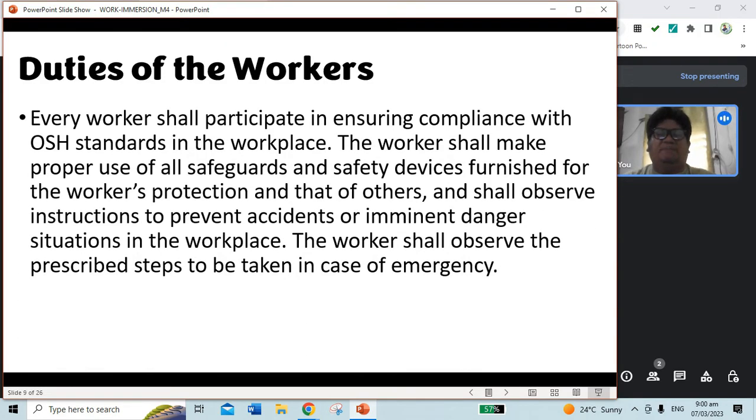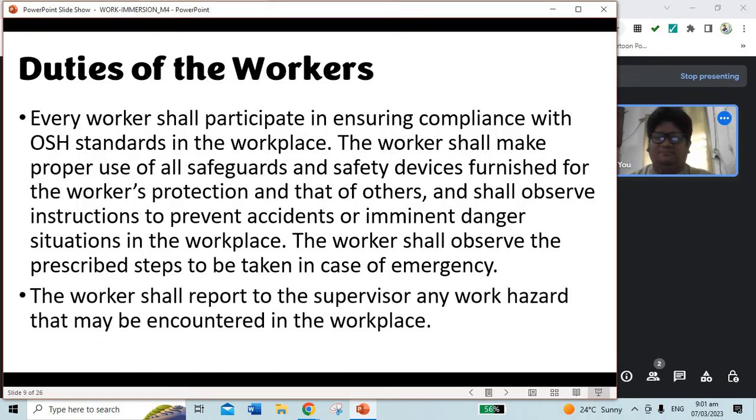Una, every worker shall participate in ensuring compliance with OSH standards in the workplace. The worker shall make proper use of all safeguards and safety devices furnished for the worker's protection and that of others, shall observe instructions to prevent accident or imminent danger situations in the workplace. So the worker shall observe the prescribed steps to be taken in case of emergency. The worker shall report to the supervisor any work hazards that may be encountered in the workplace. I think natalakay na natin ito sa mga naunang module.